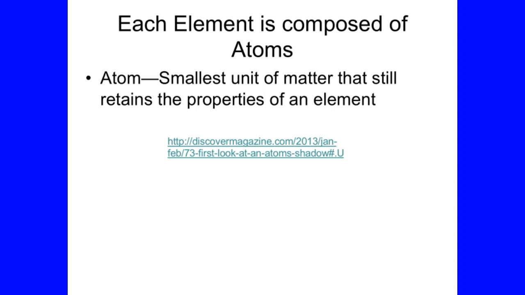Each element is composed of atoms, and an atom's definition is the smallest unit of matter that still retains the properties of that element. Now, I don't know if you've ever seen an actual atom, but there is a really good link that you can click on or copy and paste into your own window. So you can go ahead and take a look and check out the atoms and the actual shadows that make up the atoms.